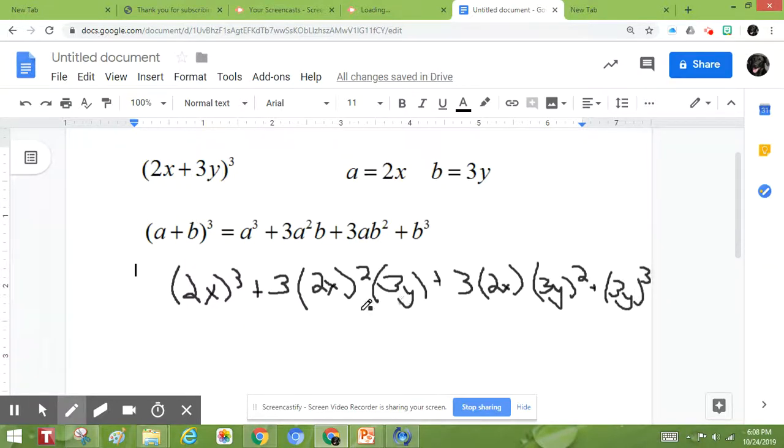All right, now that I've written it all out, I can just go ahead and do all of the math. Well, (2x)^3, I have to raise not only the x to the third, but the 2. So this will be 8x³. Well, here I have to use my PEMDAS rule, so I have to do my exponents first. So 2 squared is 4. 3 times 3 is 9. So 9 times 4 would be 36. So I'm going to say plus 36. And here I'm going to have an x squared and then a y.